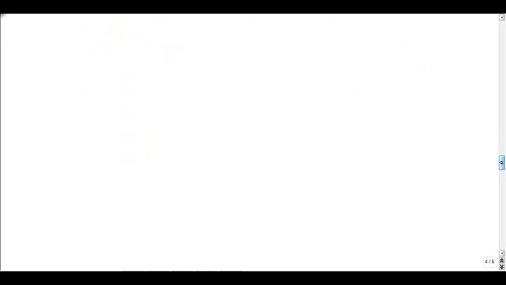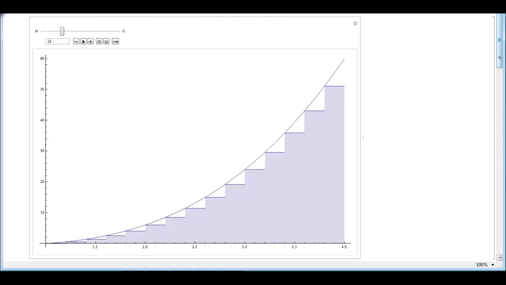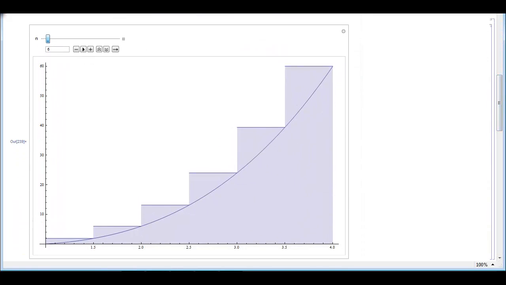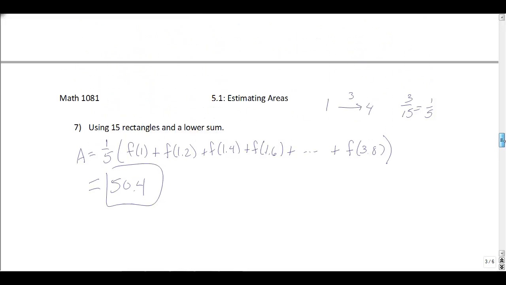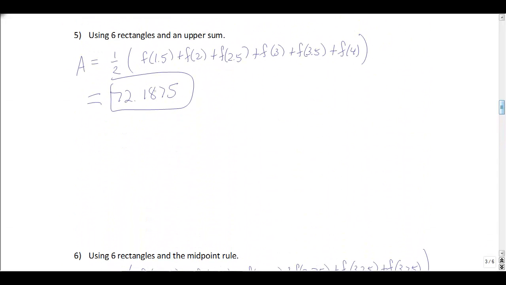Next one. We're going to use upper sum, which ends up being a right endpoint. So here our area, 1/5. Very much the same thing as doing the lower sums, except let's go up to 15 here. This first rectangle is height f of 1.2. Last one we actually get f of 4. So we're going to get essentially the same thing we had before, but we start at f of 1.2, then f of 1.4 plus and so on, and we end up at f of 4. What we should get is something bigger than our last answer, 50.4, and something smaller than our last upper sum, 72.1875.